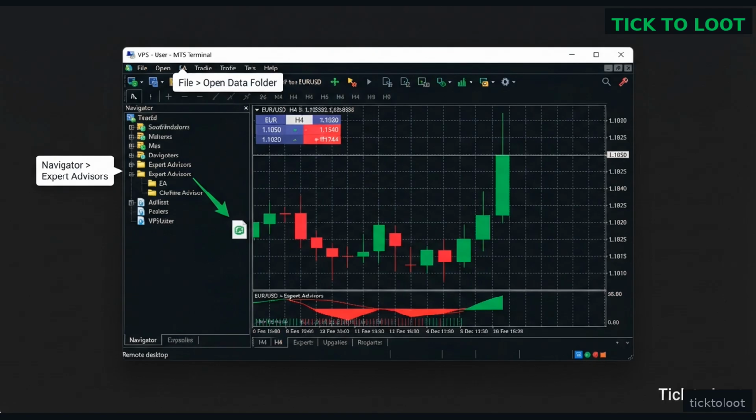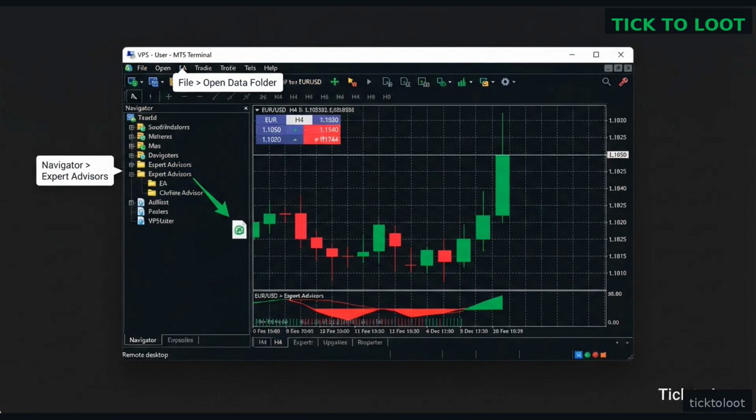Open a web browser on the VPS, go to the official MetaTrader website, and click the download button for the Windows version. Once the installer file appears, double-click it. Follow the simple wizard steps. Accept the license. Choose the default folder and click Install. After installation, launch MT5. You'll be greeted by a login screen where you enter your broker account number, password, and server name. This logs you into the same account you trade with on your personal computer.